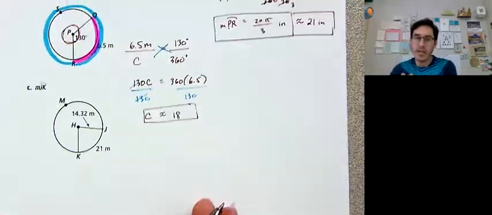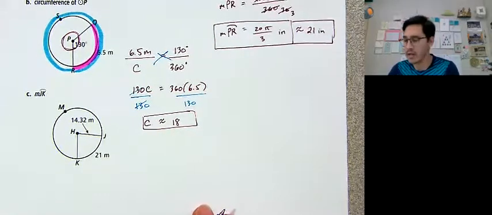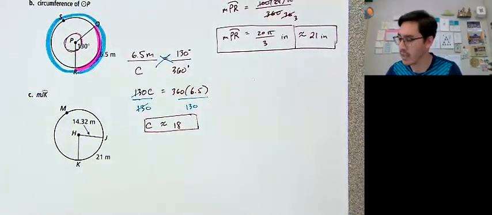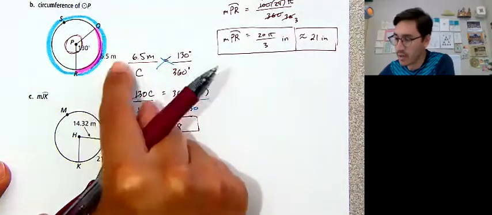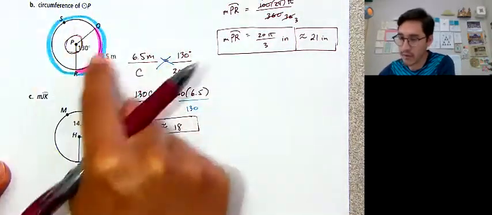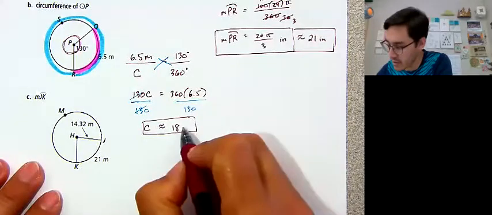So we need to also include units on our answer. Since the arc length was measured in meters, then the whole circumference, which is still a length, is going to be meters as well.